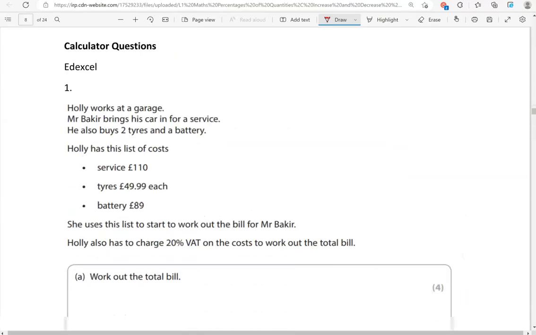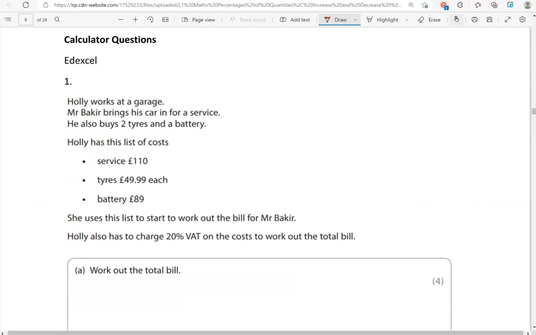Now we're moving to calculator questions. Holly works at a garage. Mr. Bakir brings his car in for a service. He also buys 2 tyres and a battery. Holly has this list of costs. Service £110, tyres £49.99 each, battery £89. She uses this list to start to work out the bill for Mr. Bakir. Holly also has to charge 20% VAT on the costs to work out the total bill.